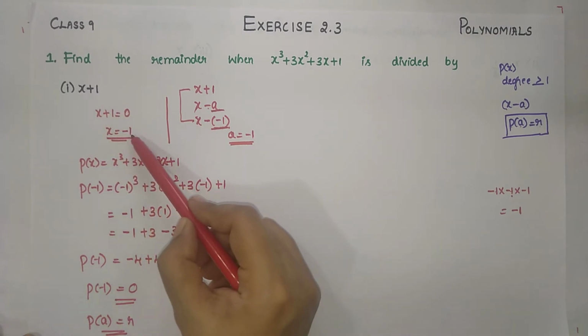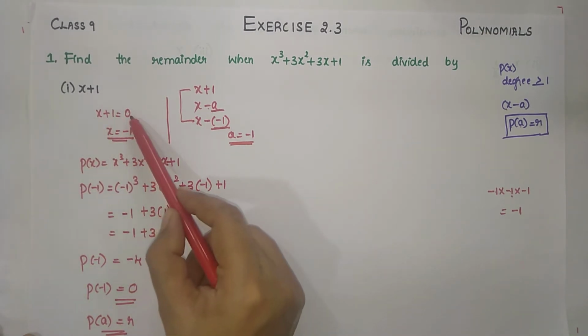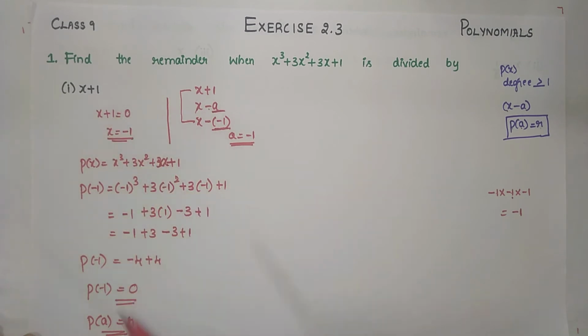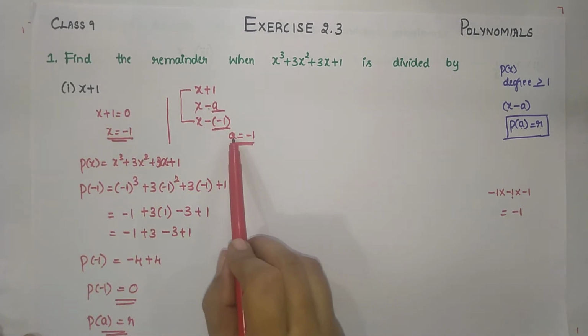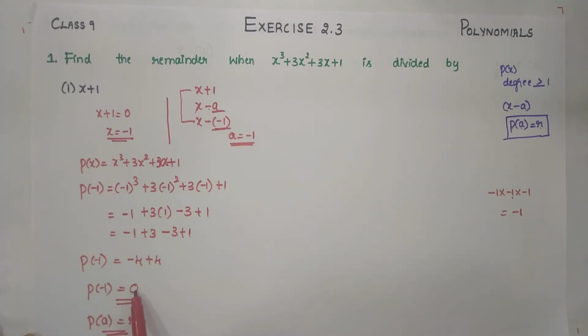And x equal to minus 1 is also the 0 of this linear polynomial x plus 1. So we have p of minus 1. Minus 1 is nothing but a and is equal to 0. That is, the remainder is equal to 0.